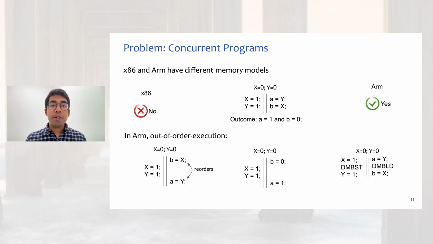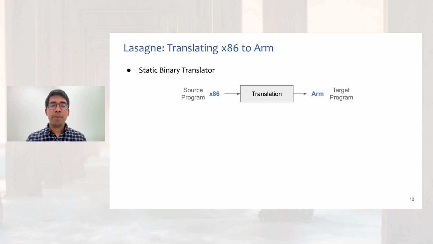That seems to be an important issue that must be addressed when translating concurrent programs. As I said, I want to translate x86 programs to ARM, and I'd like to do this statically, which means I convert the entire x86 program to an ARM program, so it can be directly executed on an ARM machine, without an external emulation runtime.